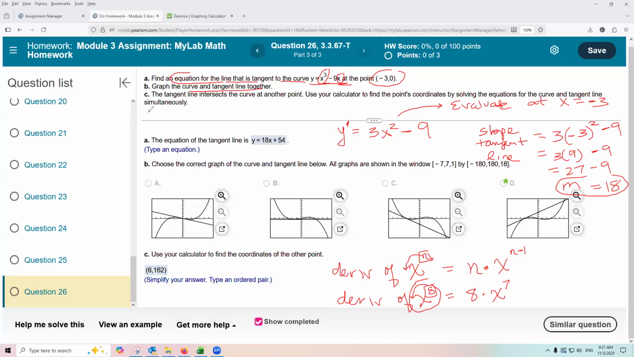So for that, I can use y minus y1 equals m, x minus x1. This is the equation of a straight line from algebra. Our x1 is -3, and our y1 is 0, according to this point they gave us. So y minus 0 equals the slope 18, x subtract a -3.